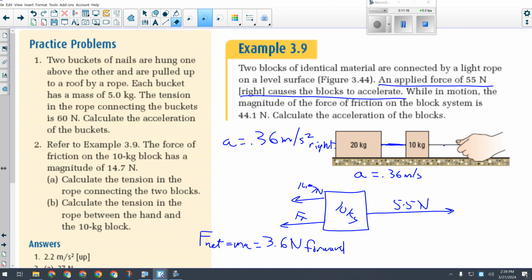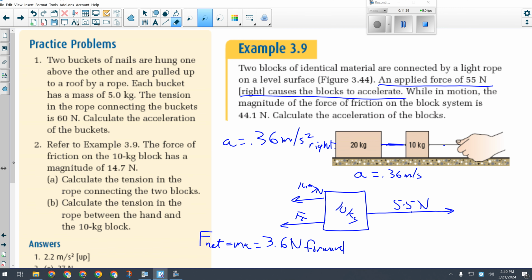Right? When I find net force, there's 2 ways to find it. I can go mass times acceleration, which is what I did because those are the numbers I had. But now I have to also understand that net force is also the vector sum of all the forces acting on the object. The 55 newtons, the 14.7 newtons, and this tension that I'm supposed to find.